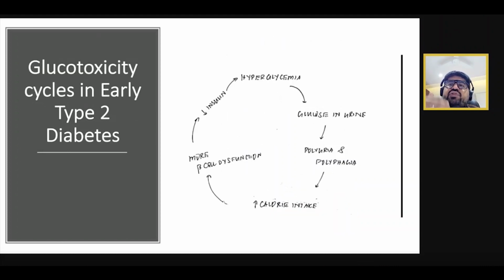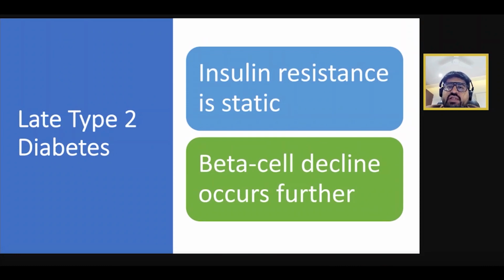And then you have this glucotoxic cycle which happens. So with more blood sugar, you have more glucose in urine, the patients develop more polyuria, polyphagia. You have increased calorie intake to compensate for that. So you're losing glucose in urine, you want to eat more. More glucose means more sugar means more beta cell dysfunction, less insulin, more hyperglycemia. So this creates a vicious cycle of glucotoxicity, and this cycle then needs to be broken for a patient to really go back to normal state.